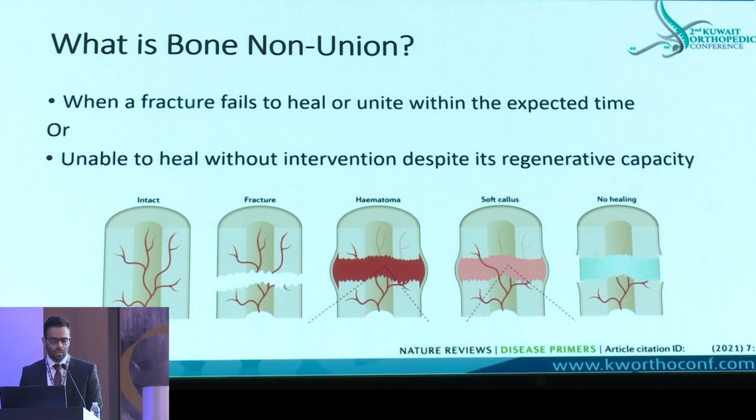Bone union is defined in many ways. There are many definitions, whatever you see fit in terms of your practice. It is generally when a fracture fails to heal or unite within the expected time. Now, the expected time is a very broad term. It depends on the patient's factors, whether they're young or old, their multiple comorbidities, and obviously the type of injury they have, as well as the location of the fracture. The other thing to keep in mind is if they're unable to heal without an intervention to help their healing.